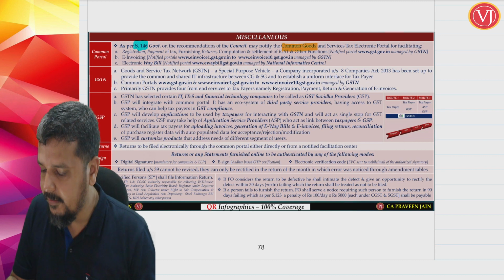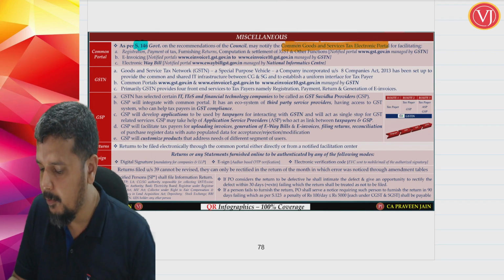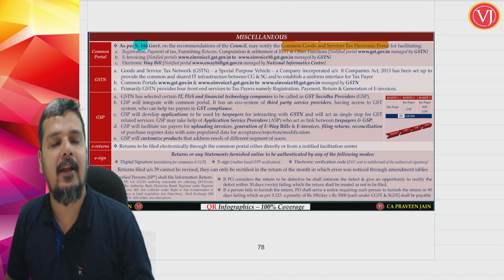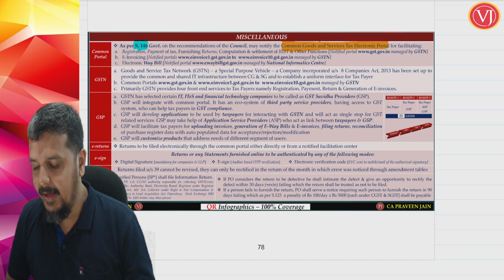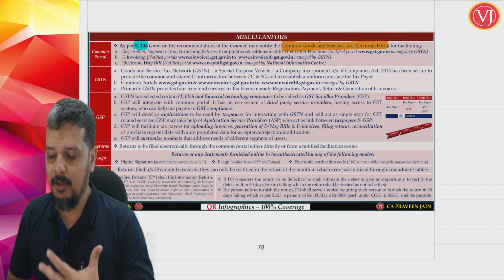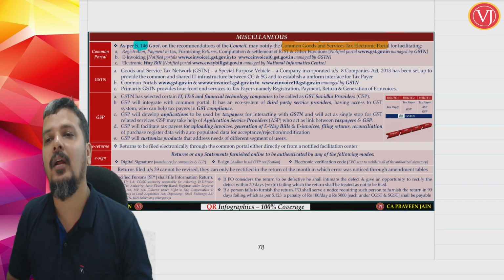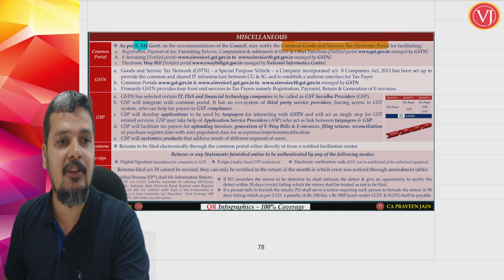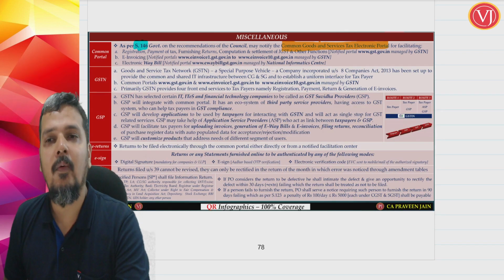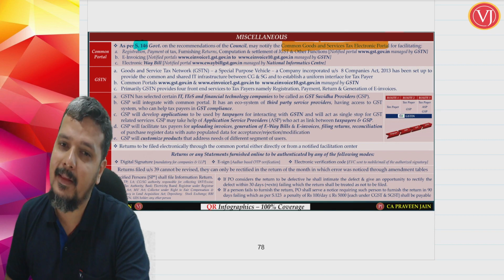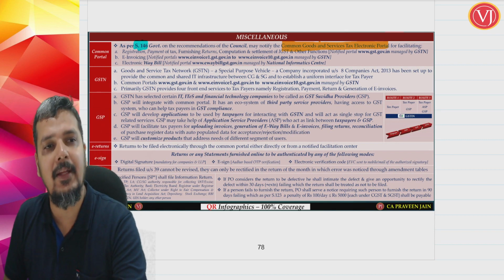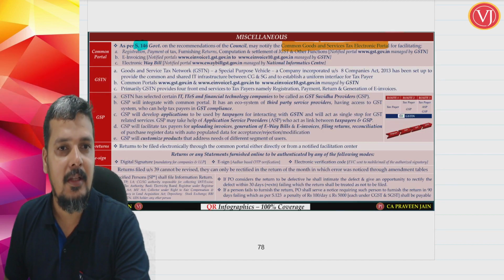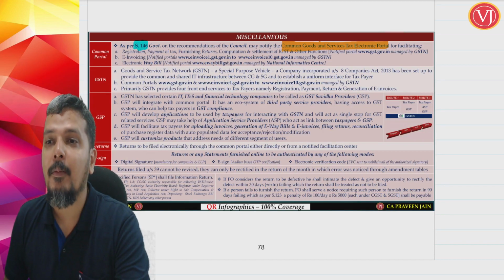Common Goods and Service Tax electronic portal. Now you may ask, what is so special about the Common Goods and Service Tax electronic portal? Gone are the days where each state will have its own website for each portal. Now whether you are sitting in Maharashtra or Delhi or Tamil Nadu or Jammu and Kashmir, every one of us will use the same website, the same portal.